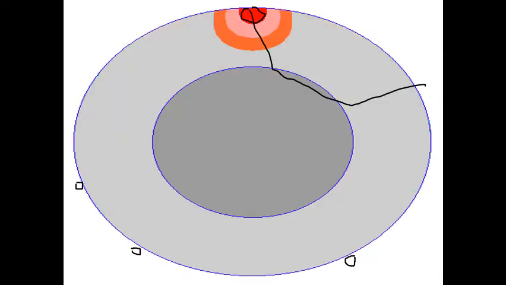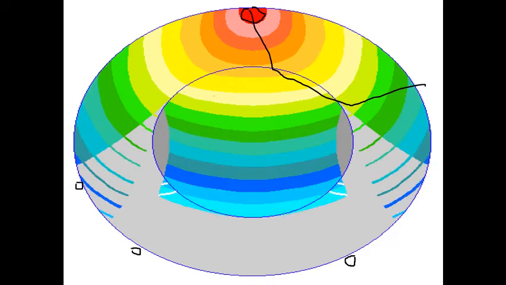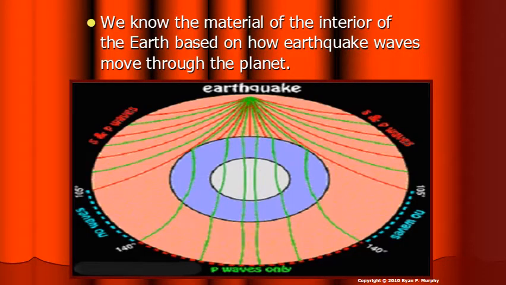We can understand what kind of elements it's made out of. We can even understand things like temperatures and whether they are a solid, liquid, or a gas at that temperature. So we know the material of the interior of the Earth based on how earthquake waves move through the planet. That is one of the main reasons why we know what the interior of the Earth is made out of, because as I showed you before, we have not really dug down to see what's in there. That's more or less the only way we know. There's a couple other ways, but that's really the main way that we know.